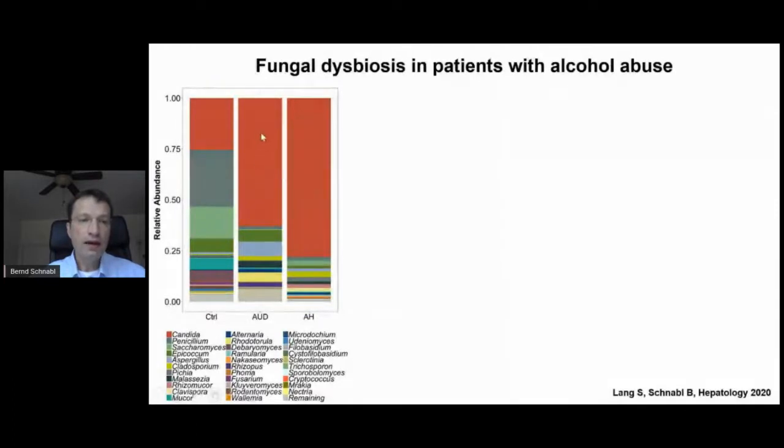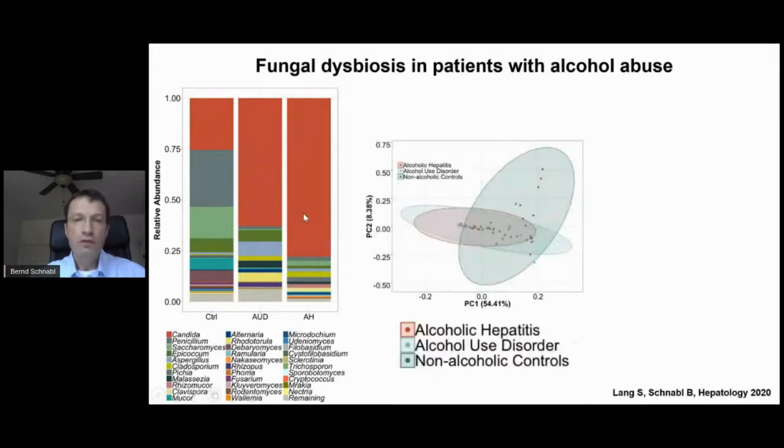Excuse me. And then we have Canada essentially takes over in the alcohol use disorder patient and the alcoholic hepatitis patients, which is also quite striking. When we look at the PCA analysis, how do the microbiota compare between these three groups? We cannot distinguish just by this PCA analysis the microbiome between alcoholic hepatitis patients shown in red and the alcohol use disorder shown in blue. But we can significantly discriminate the fungal microbiota from patients with alcoholic disease from non-alcoholic controls.